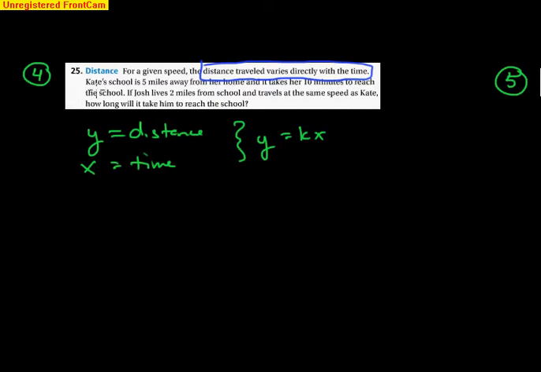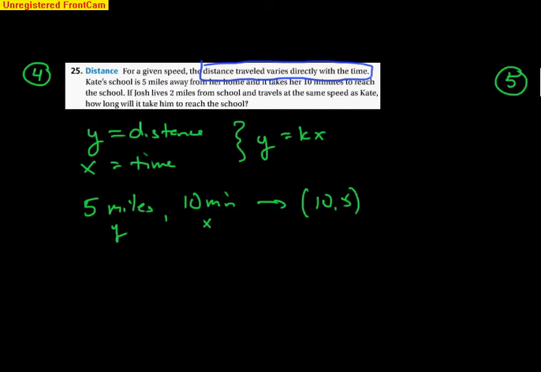So it says Kate's school is 5 miles away from her home, and it takes her 10 minutes to reach the school. Well, that's sort of like giving you an ordered pair. 5 miles and 10 minutes. Remember, miles is the y, that's distance, minutes is the x. So this is really like the point (10, 5). So then the question is, if Josh lives 2 miles from the school and travels at the same speed, how long will it take him to reach the school?